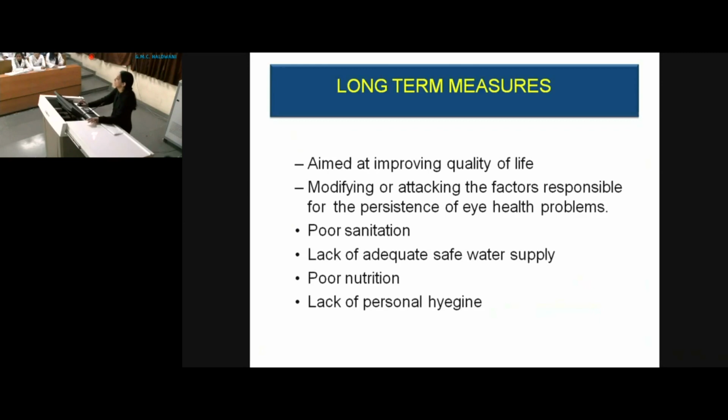Long term measures. Long term measure में क्या हो सकता है? That is aimed at improving quality of life by modifying or attacking the risk factors which are responsible for the persistence of eye health problems like poor sanitation, lack of adequate safe water supply, poor nutrition and lack of personal hygiene.